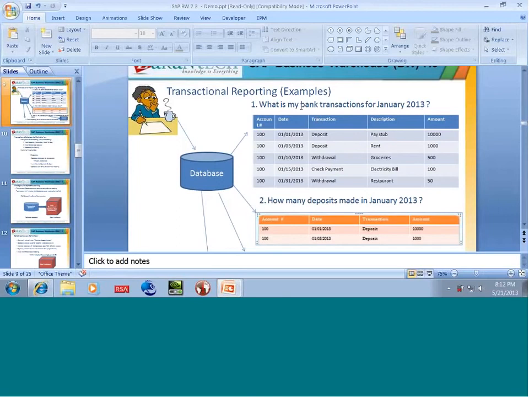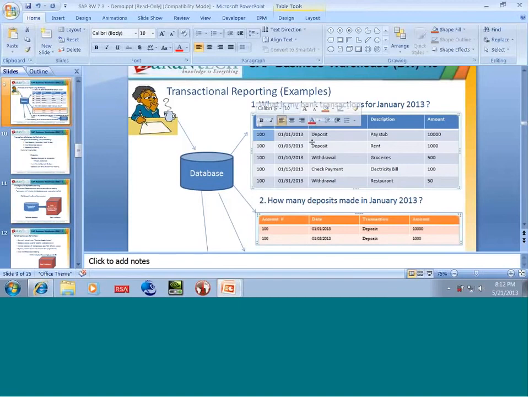First, let's look at my bank transactions for the month of January 2013. This is a very straightforward reporting. All I'm asking is to go look at the database and bring me all information for the month of January. That's very simple because the data is already available in the transaction database. It goes and does a query and fetches all this information. It's very possible with a transactional type of database.